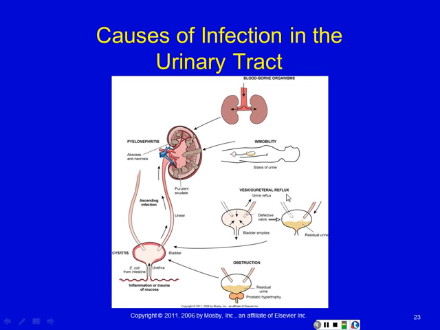VU reflux is one of those congenital abnormalities. This is where normally where the ureters enter the bladder. Here's the bladder, right? Normally this angle right here creates a kind of valve which prevents urine from flowing backwards because there's a valve here. In VU reflux, that valve isn't there or it doesn't work. So you end up with urine that goes backwards.